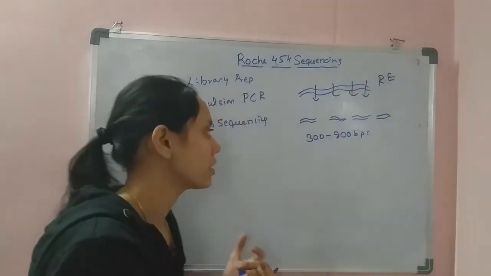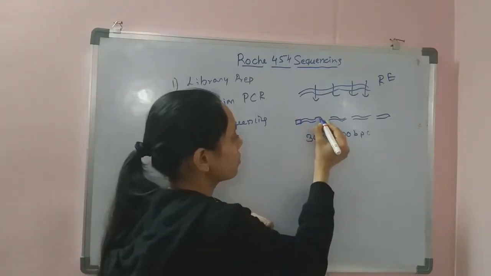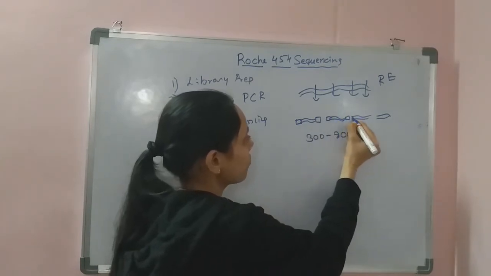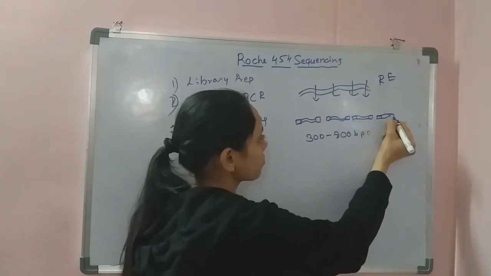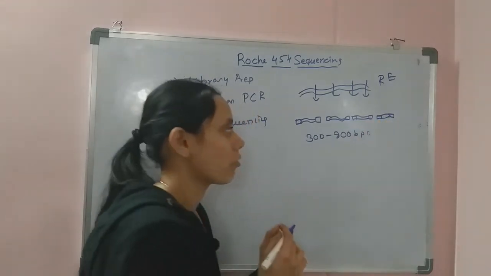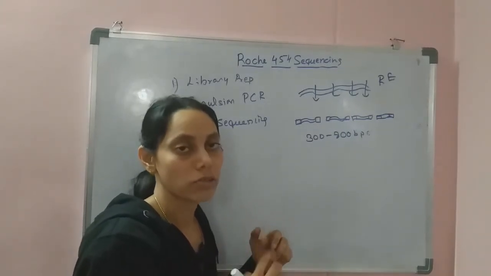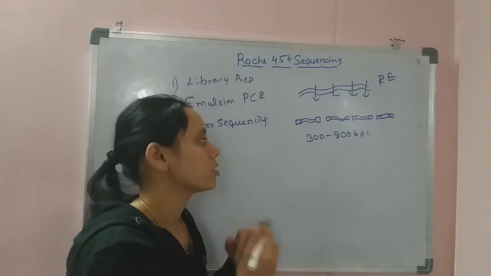In the next step, we are going to add 3' and 5' adapters to every sequence. So for all fragments obtained from the genomic DNA, we are going to have two kinds of adapters. One is the 3' adapter and the other is the 5' adapter.